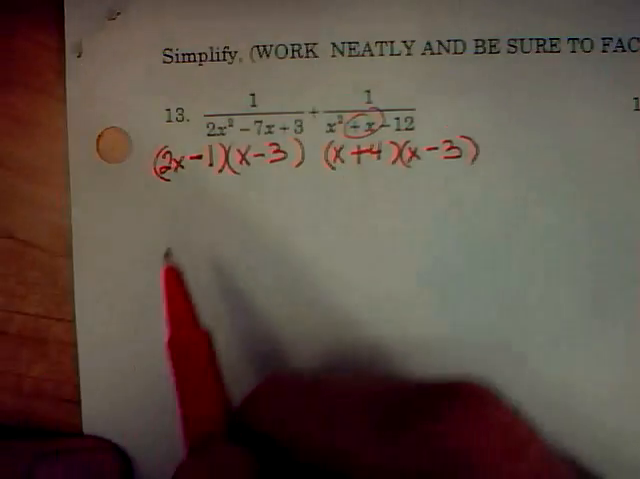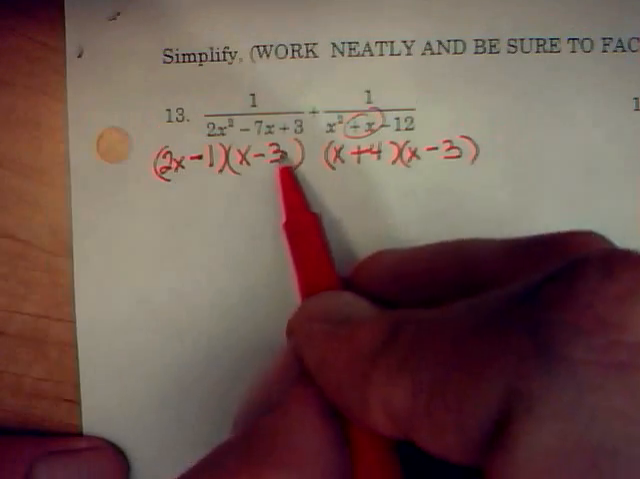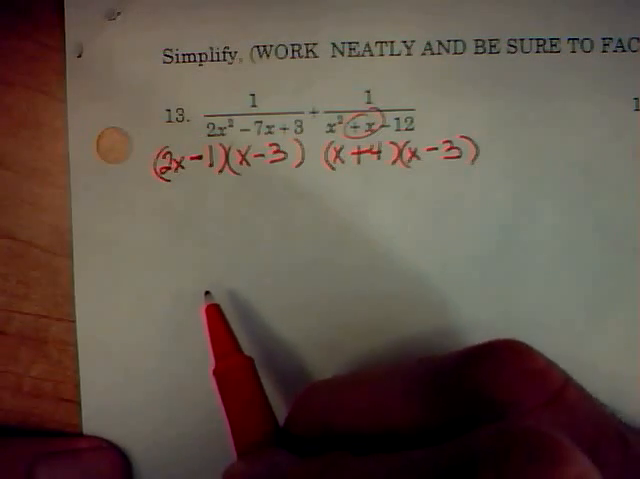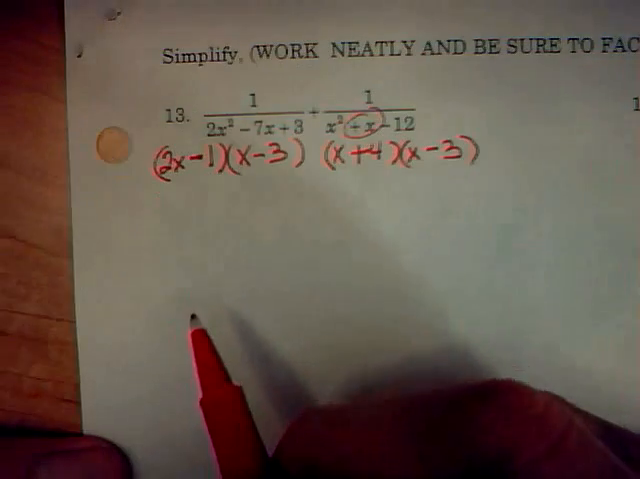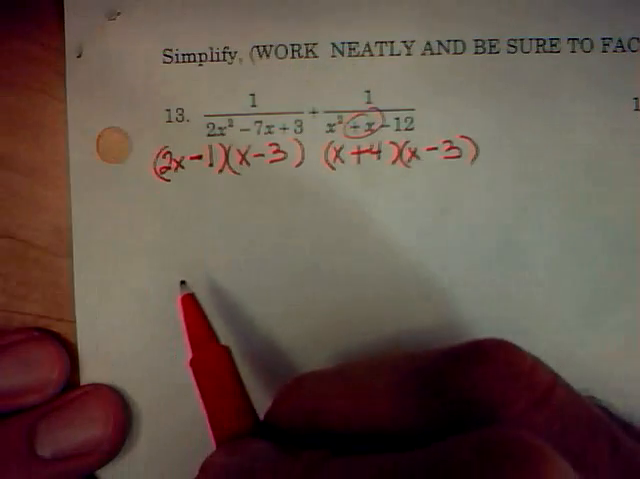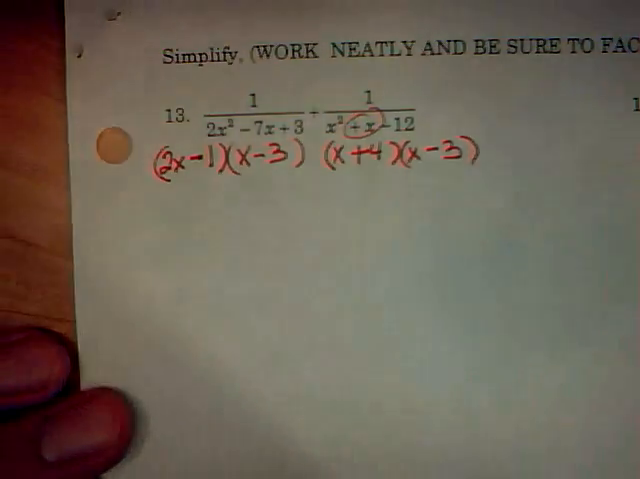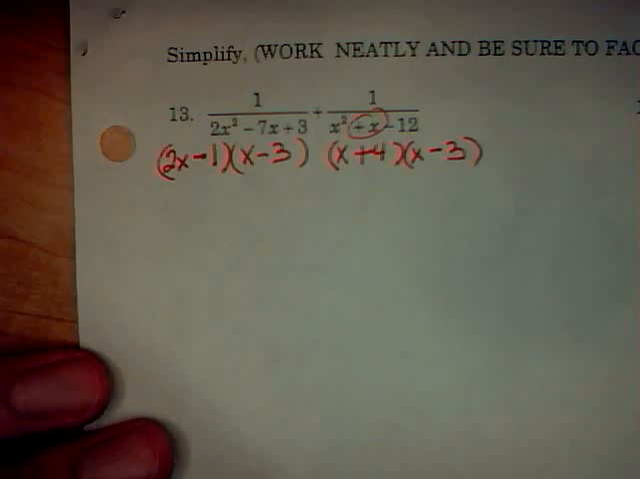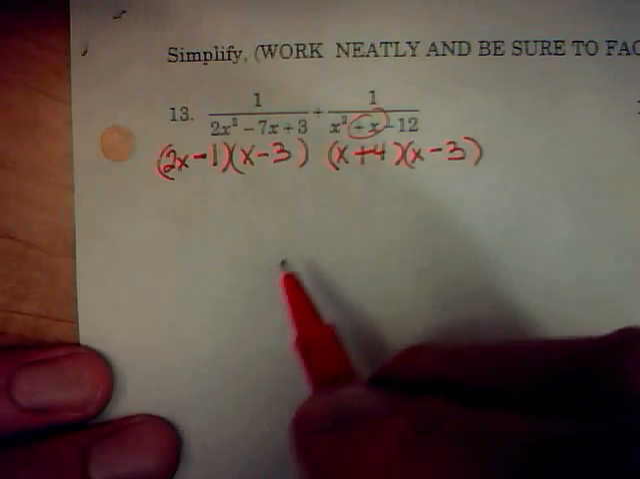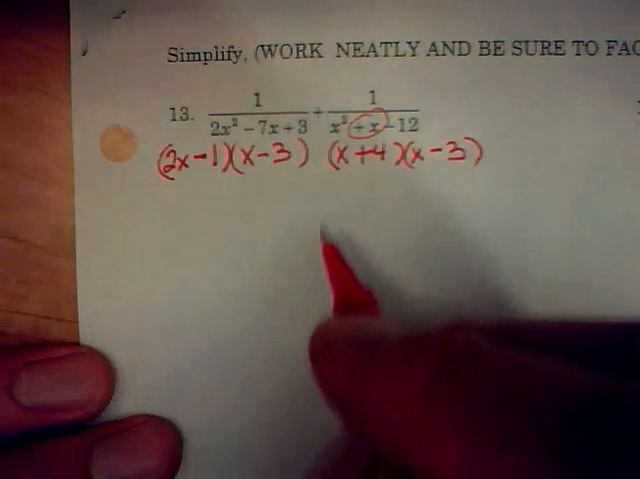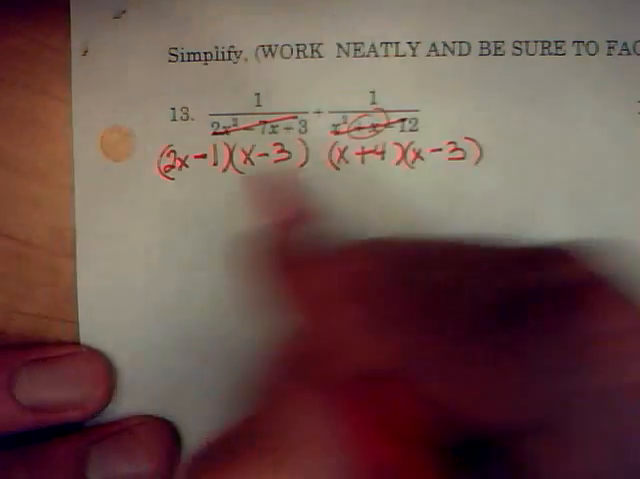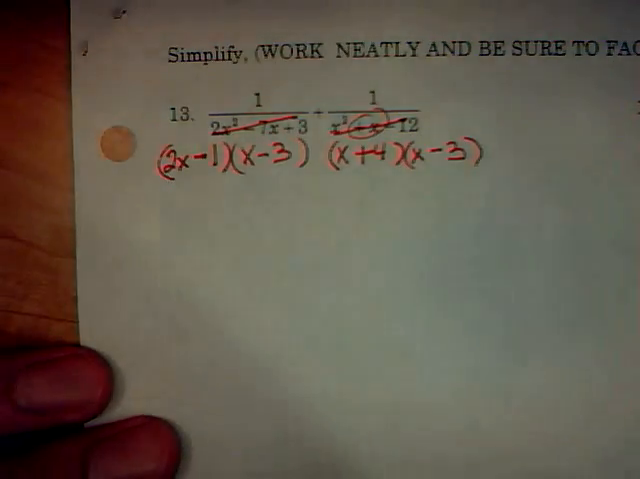Let's see if we get a negative 7x there. 2x times negative 3 gets you negative 6x. Negative 1 times x gets you negative 1x. Negative 6 and negative 1 gets you negative 7. So that appears that has worked. Okay? So we now have our new denominators, and now we just need to make them look the same.